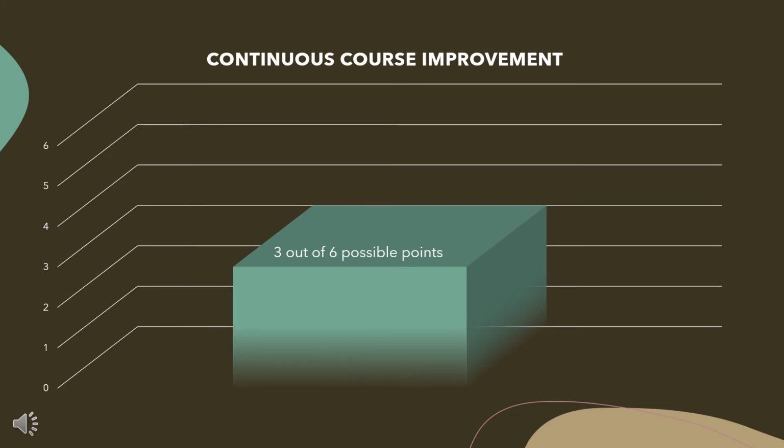This is the last category, continuous course improvement. Out of a total of 6 points, there were 3 points scored here. Indicator number 3, student feedback for course improvement is encouraged and requested. This scored a 1. Indicator 4 was an anonymous course survey is available to encourage student feedback. This scored a 1. And indicator number 5 was instructor provides opportunities for reflection at the end of the course for course improvement, and this scored a 1 as well.